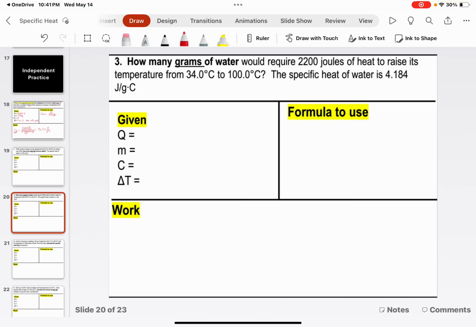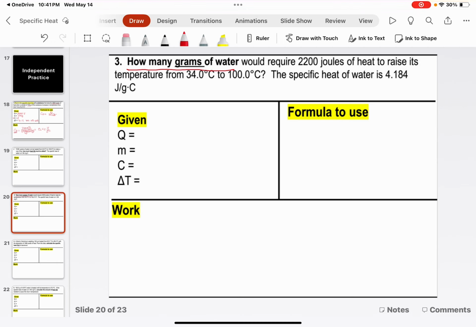So we're going to go ahead and do number 3, which is: how many grams of water would require 2,200 joules of heat to raise its temperature from 34 degrees Celsius to 100 degrees Celsius. And then it goes on to tell you that the specific heat of water is 4.184 joules over grams times degrees Celsius. So the very first thing you're going to do is place the information on the left-hand side of what is given to you. So it's asking you how many grams of water.